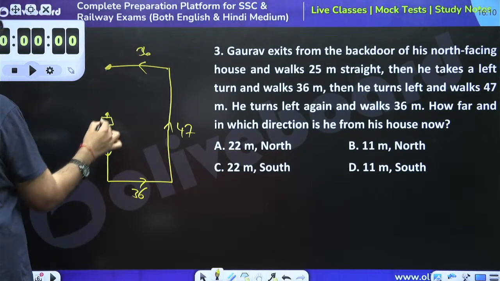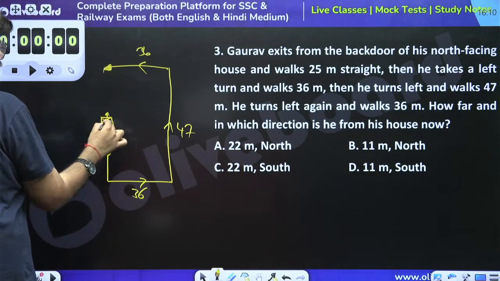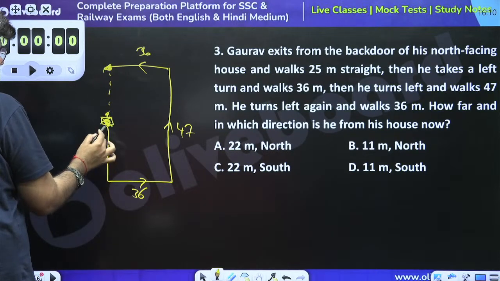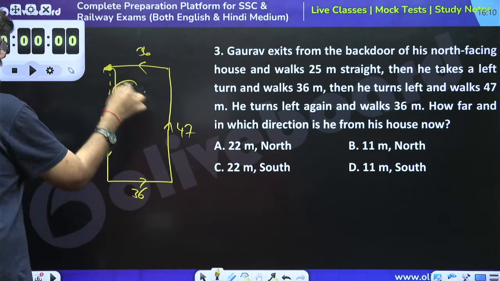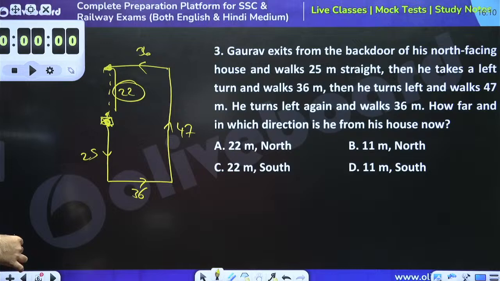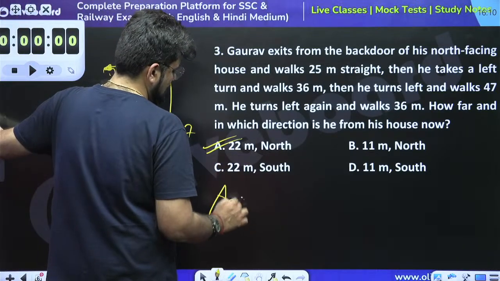So if this was his house, a point size object, and this is the end point. What is the distance here? We have already calculated. This much is 25, this whole is 47. Subtract them, you will get 22 here. And in which direction? 22 meters north. So option A is the right answer.